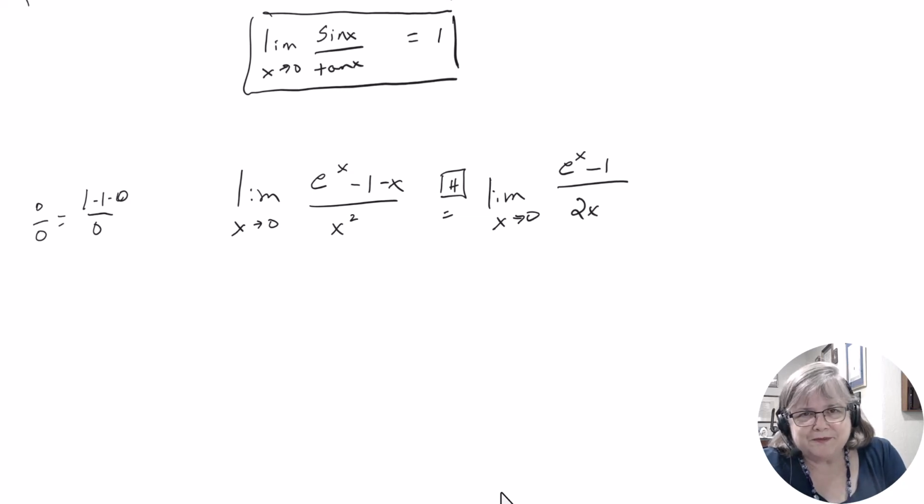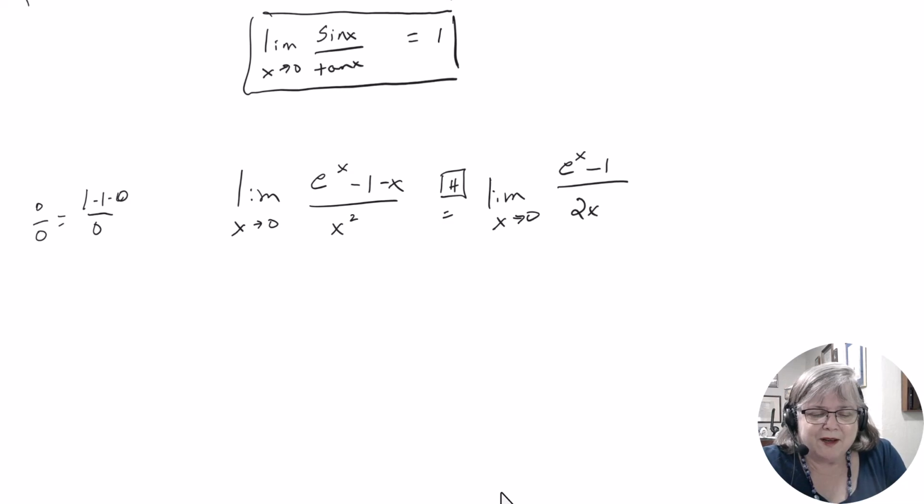Now remember, you have to take the derivative of the pieces individually. Please do not get this messed up with the quotient rule, which is the bottom times the derivative of the top minus the top times the derivative of the bottom over the bottom squared. Don't be applying L'Hopital's rule to the quotient rule. They're not the same, okay?